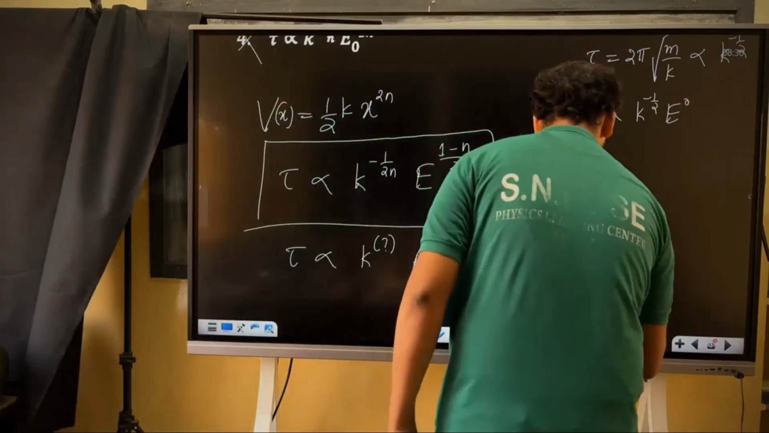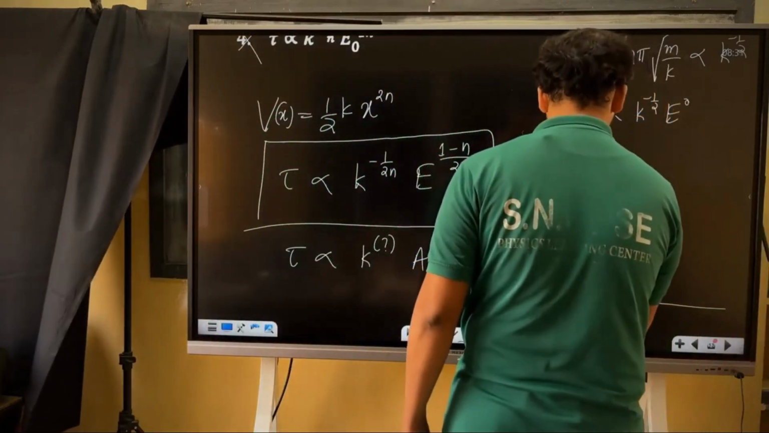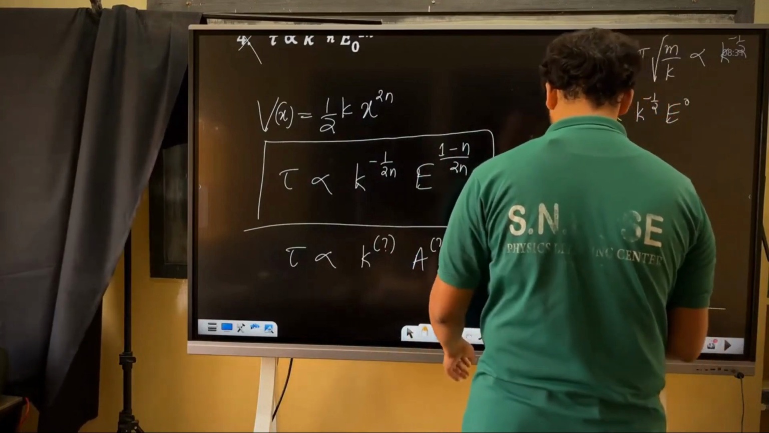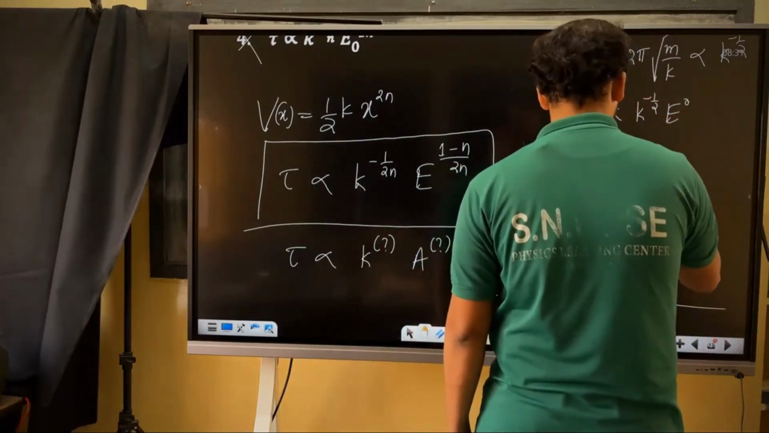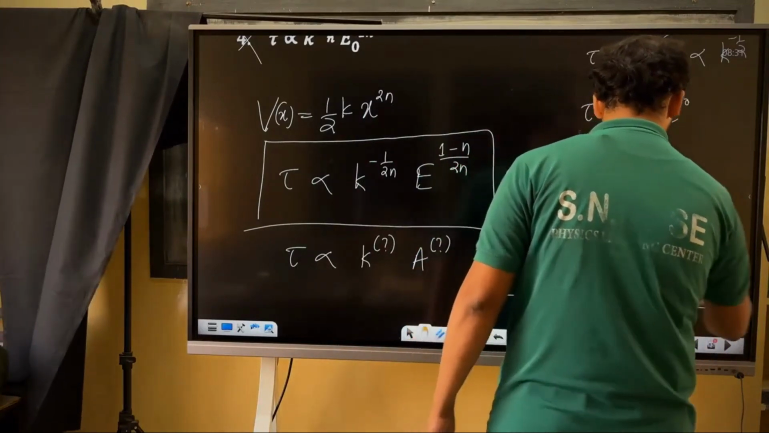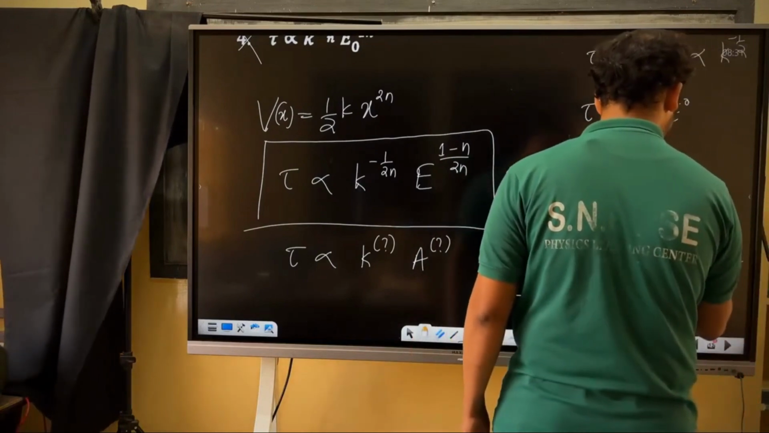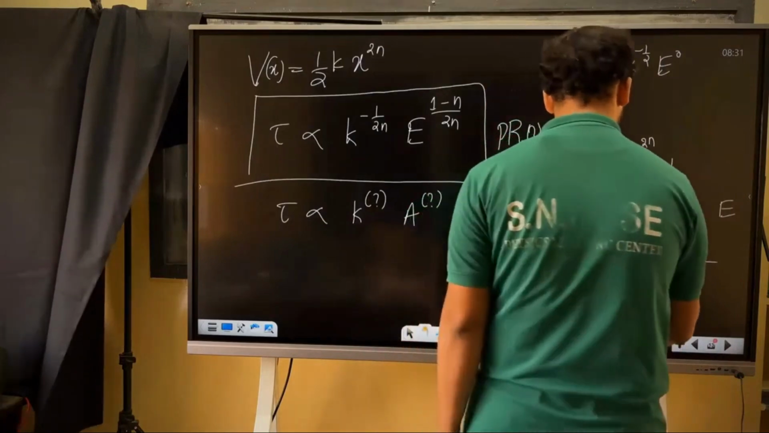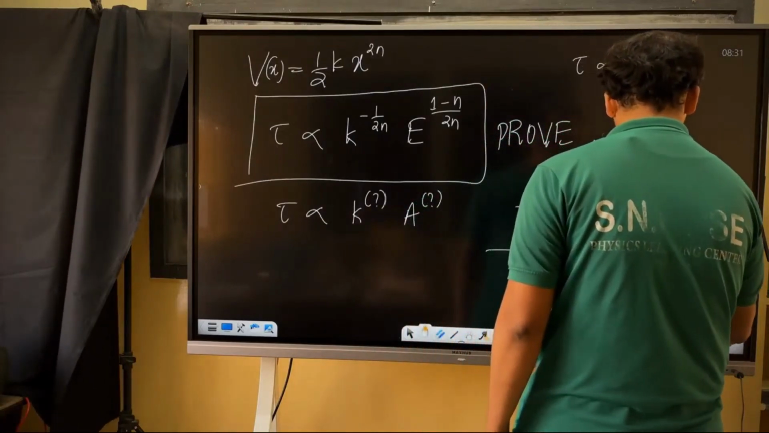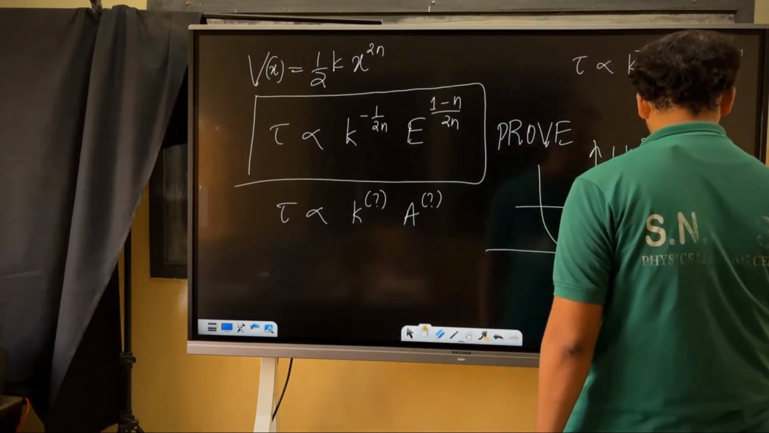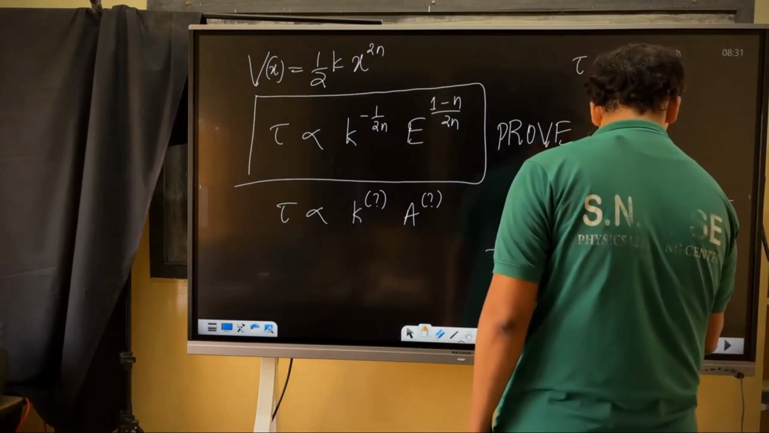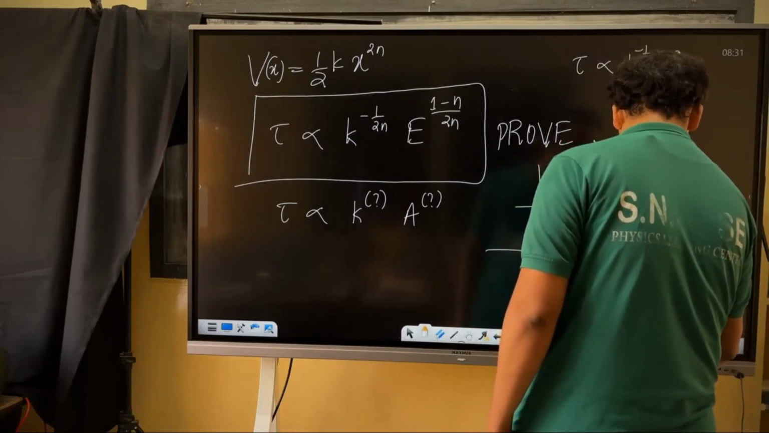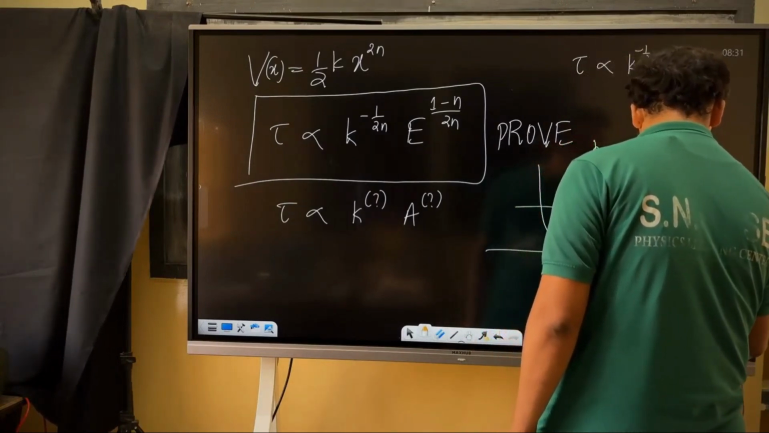For that, what should I do? I should first plot this curve. What is this one? Half k x power 2n. Am I right? If I have energy E at this point, what would happen? Energy is equal to half k a power 2n. That's why A is equal to (2E by k) power 1 by 2n.